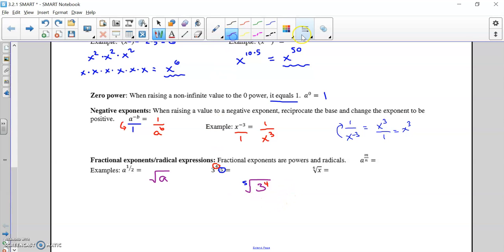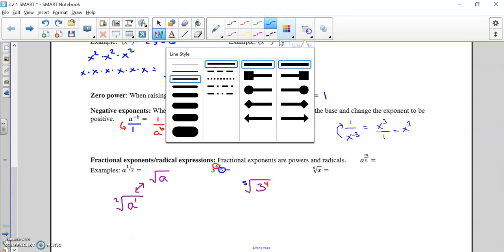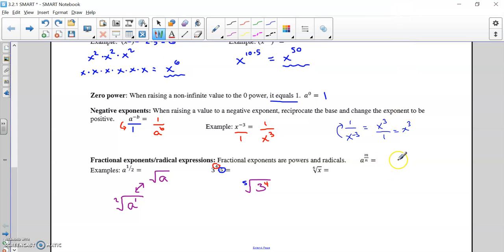Okay, now if you apply that same rule to this one right over here, it still works. The thing is that square roots always have an imaginary 2 here, we just don't talk about it. And a not having any exponent is the same thing as a having an exponent of 1. Okay, so these two are the same thing. All right, so let's write our rule here. A to the m over n is going to be the nth root of a to the m. Let's get some colors in there.